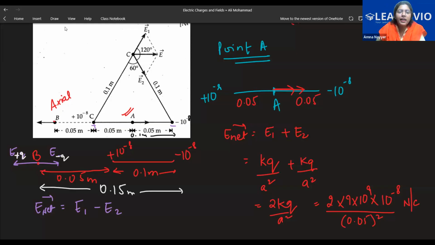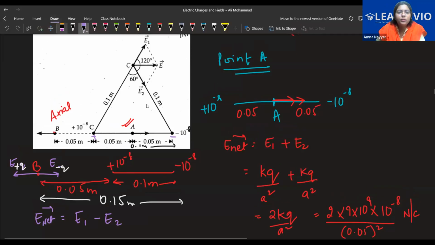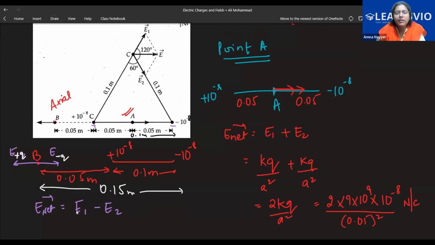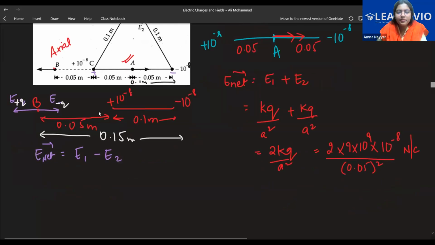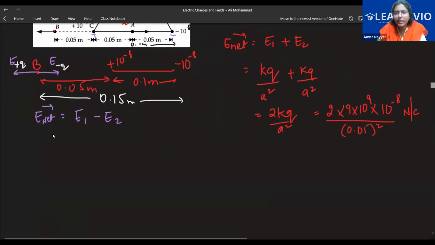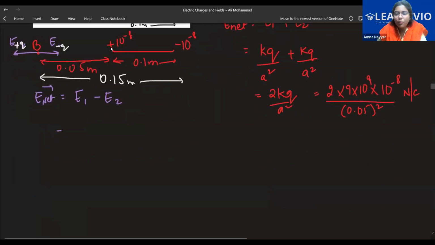So E1 will be equal to, when we are calculating E1, the lesser distance is this one from the positive charge. So for the lesser distance, we'll get a larger value. So we'll put that first. So Ali, you tell me, look at this. This is enough, you don't need that figure. Tell me, for the positive charge, what should be the electric field?